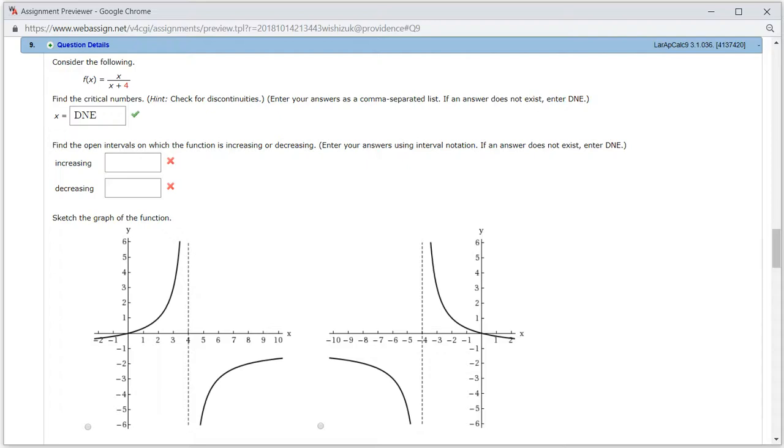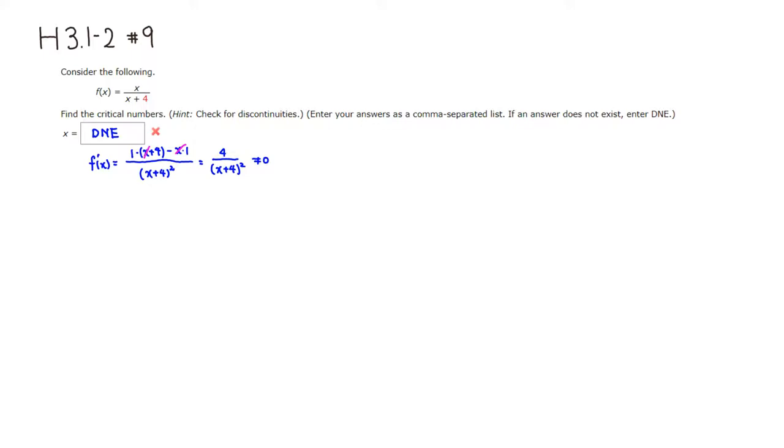So there are no critical numbers, but we can still talk about the increasing, decreasing graph here. So we're going to do the number line again. Then what we want to do is look at the domain of this function. The denominator becomes 0 when x equals -4. So I'm going to put a tick mark at -4, and then we look at the sign of the derivative before and after.